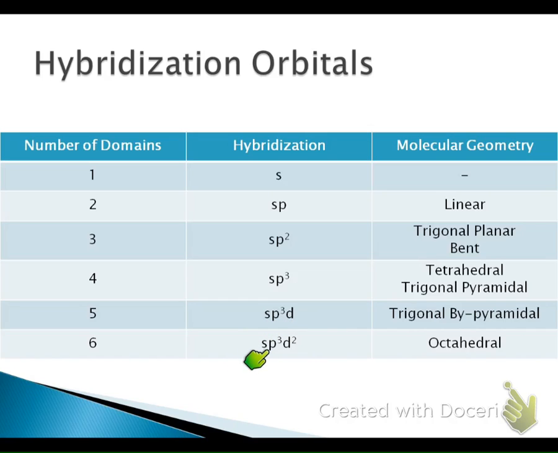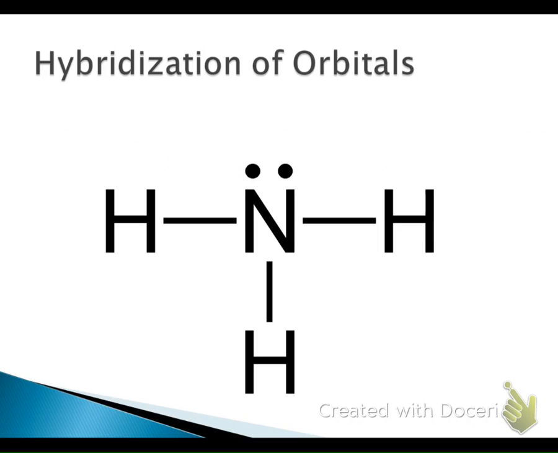So if you see an sp3d2 orbital, you know that it's going to have 6 domains surrounding it. So you can just add them all up. That's the pattern that goes along with it, because these form 6 equal energy, equally shaped orbitals. Okay, does that make sense? Kind of? All right, let's move on.